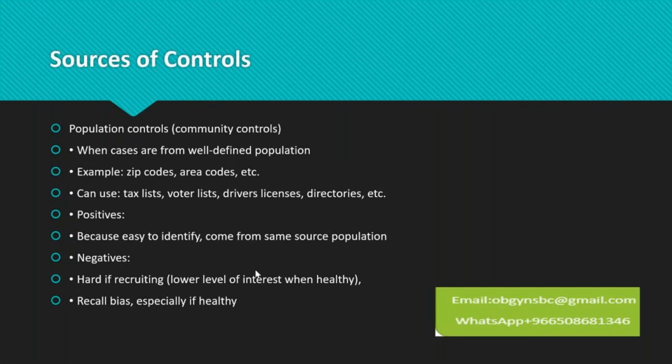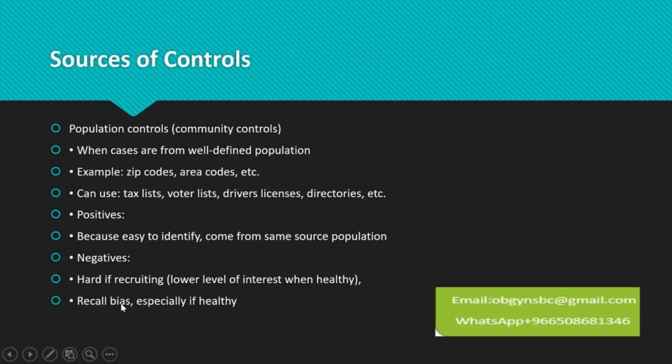So, what can be the possible sources of the controls? These can be population controls, like community controls, when cases are from a well-defined population. For example, you can collect the cases by their zip codes or area codes. We can also use the voters list, driver's license directories, etc. Controls are easy to identify and come from the same source population. They are hard to recruit if the level of interest is lower when they are healthy.